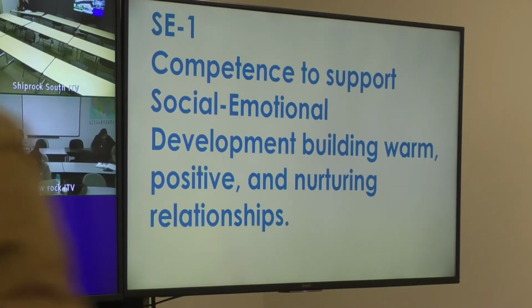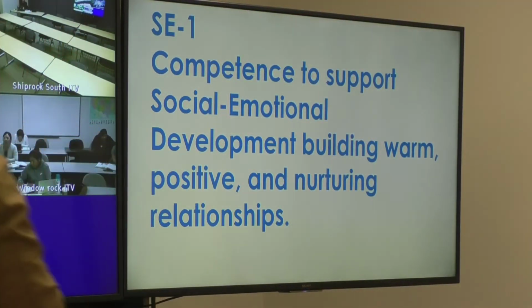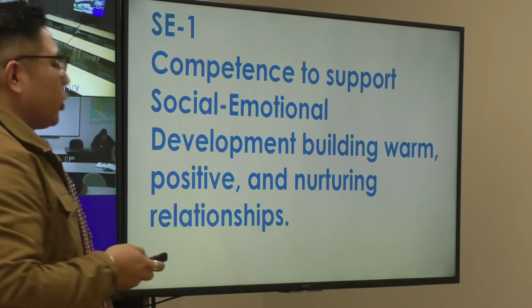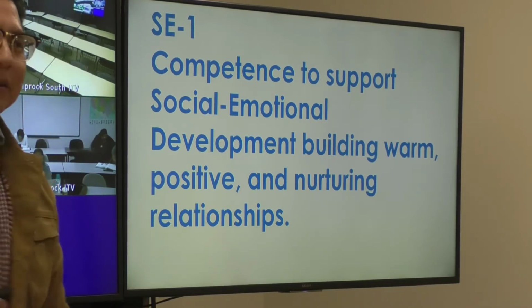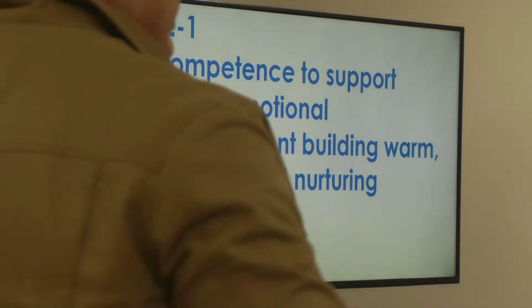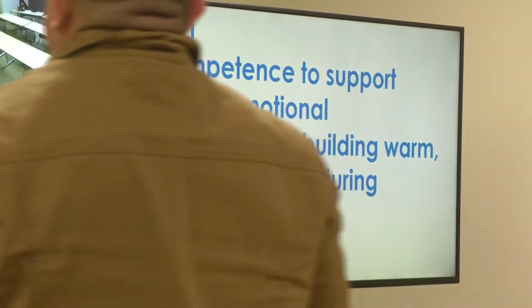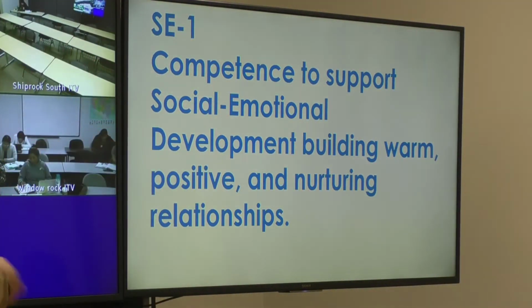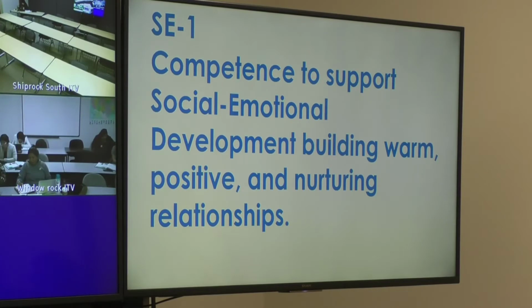So now, social and emotional response, competence to support social and emotional development, building warm, positive, and nurturing relationships. What do you think this looks like? What do you think this looks like? Building warm, positive, and nurturing relationships. And I see this on a daily basis when I go to any place that I go. I love watching parent-to-child interactions. I see all the ups and downs and all these different things.